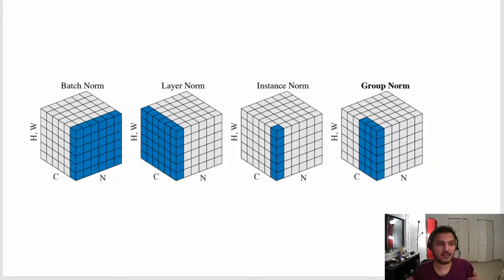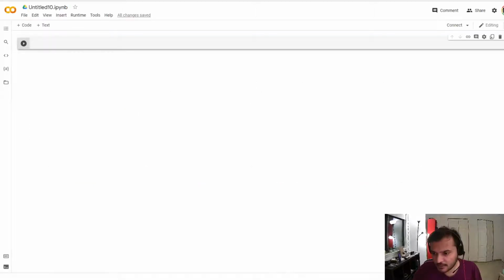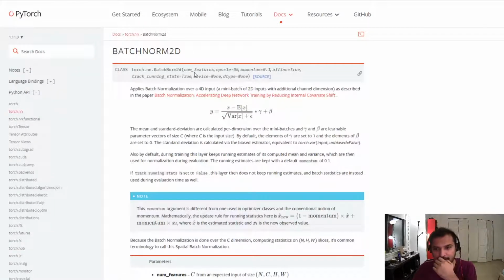Now that you've seen the theory, a lightning introduction to the theory, let's jump into some coding. Let's see it in practice. The framework doesn't matter, so I'll use PyTorch, but I just want to show you how each of these things look. So let me jump into a Colab notebook. Okay, so I have pulled up Google Colab over here, and now let's look at the documentation for batch norm.